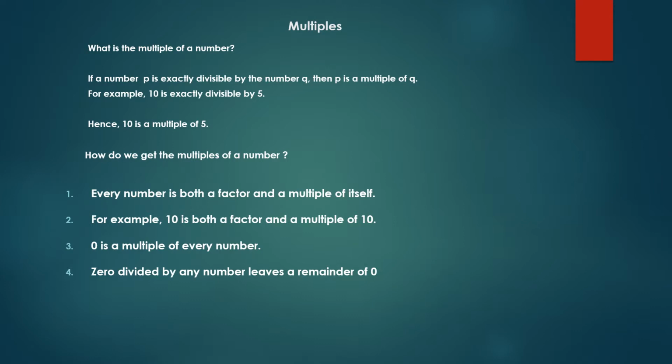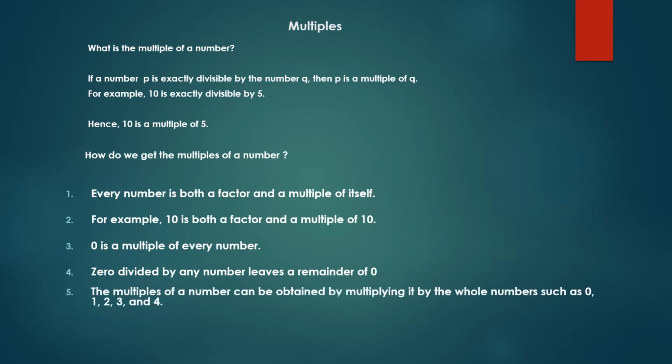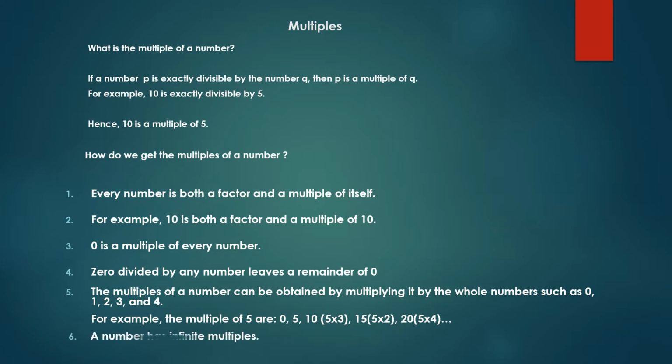The multiples of a number can be obtained by multiplying it by the whole numbers such as 0, 1, 2, 3 and 4 and so on. For example, the multiples of 5 are 0, 5, 10, 15, 20 and so on. A number has infinite multiples.